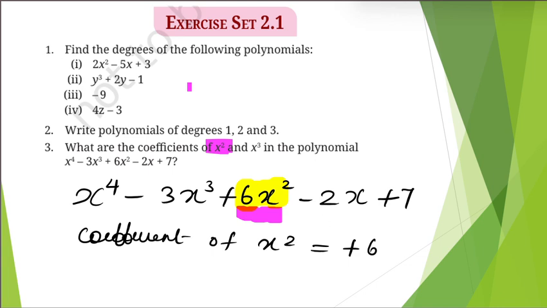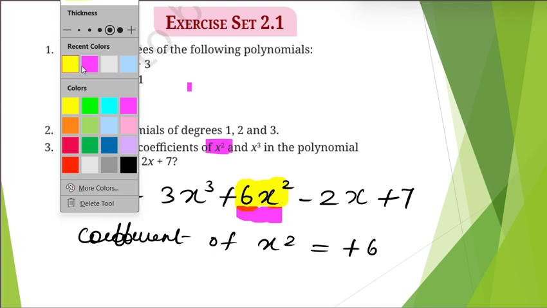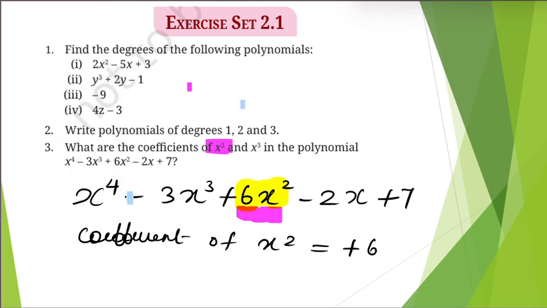Now consider the coefficient of x cube. Here we have minus 3x cube, which means the coefficient that comes along with x cube is minus 3. So the coefficient of x cube is equal to minus 3. Good, that is very easy.